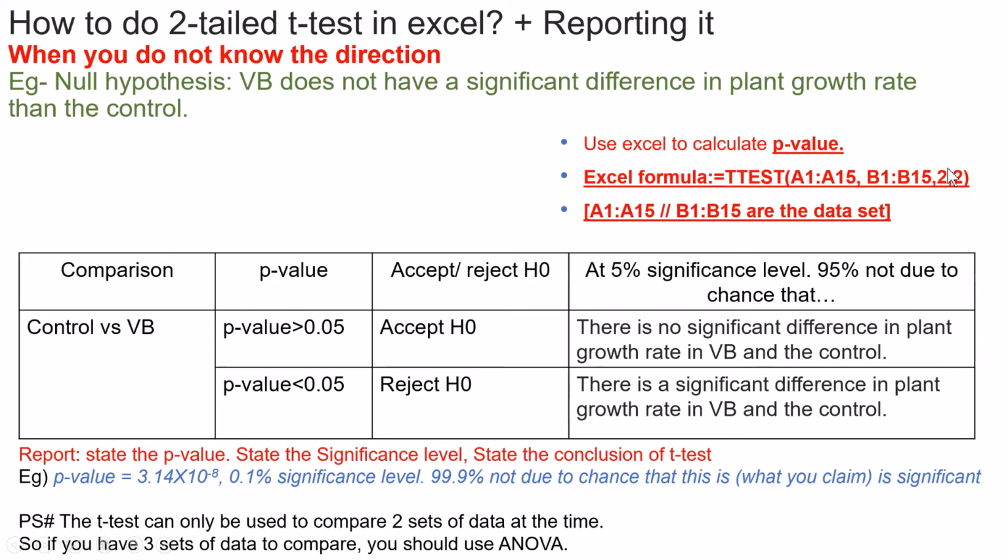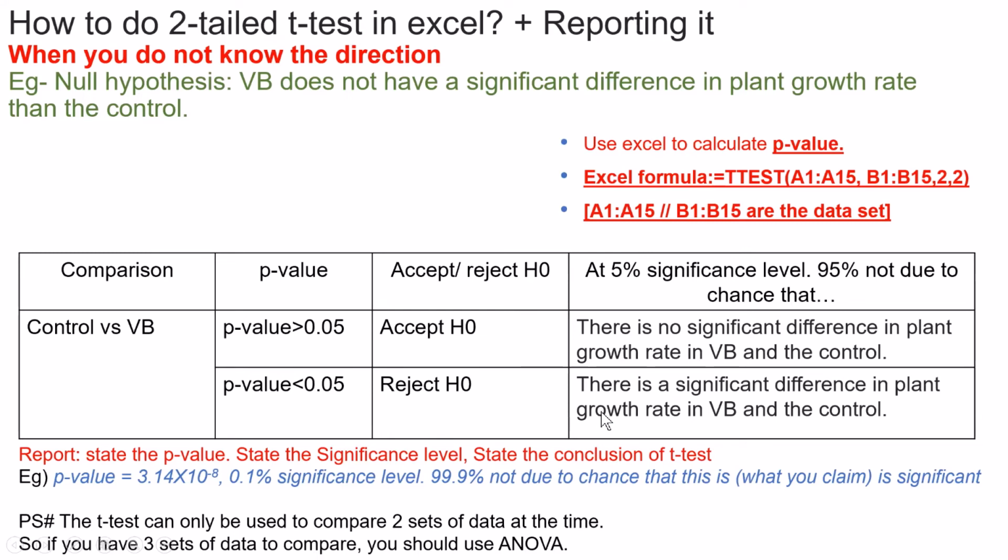Okay, so that's the two-tailed t-test. Again, you get the p-value. If it's greater than 0.05, accept the null hypothesis. That means that at the 5% significance level, 95% not due to chance that there is no significant difference in plant growth rate between filament B and the control. And if the p-value is less than 0.05, then you will reject the null hypothesis, saying that at the 5% significance level, 95% not due to chance that there is a significant difference in plant growth rate between filament B and the control. Like all the t-tests, you first of all state the p-value that you have calculated, state the significance level, and state the conclusion of the t-test.